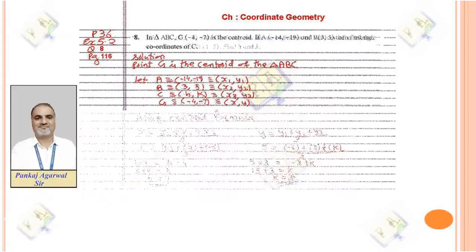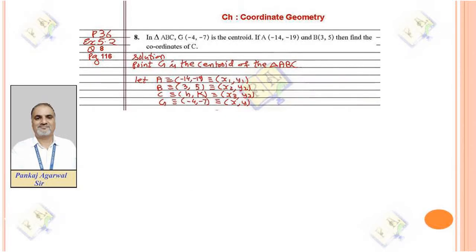P36. In triangle ABC, G(-4, -7) is the centroid. We'll call it (x, y). A is (-14, -19), we'll call it (x1, y1), and B is (3, 5), we'll call it (x2, y2).